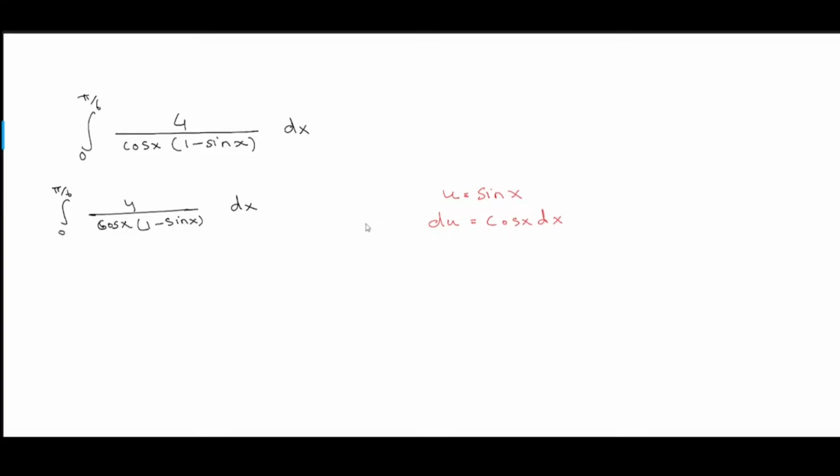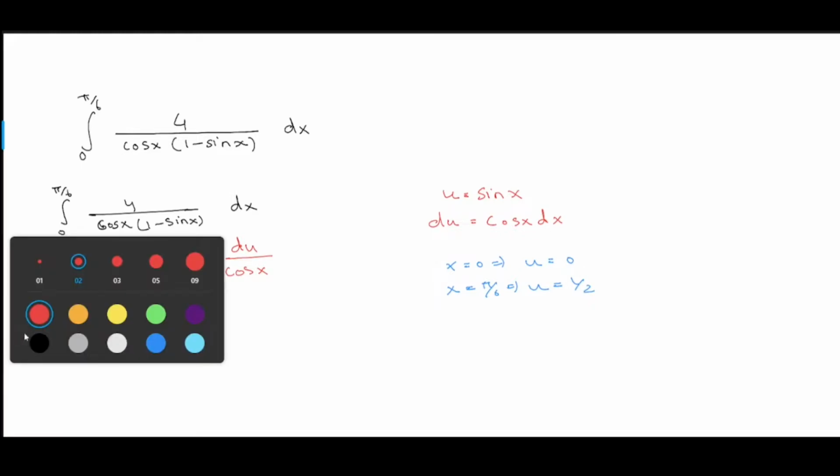But that's not the only thing we have to worry about. We have limits, right? So if my x is equal to 0, what's my u going to be? My u is going to be sin 0, which is again 0. If my x is pi by 6, my u is going to be sin pi by 6, which is 1 by 2. So 0 to 1 by 2 of cos x times 1 minus u, which is going to be du by cos x. I haven't changed cos x into u, so we will deal with it later.